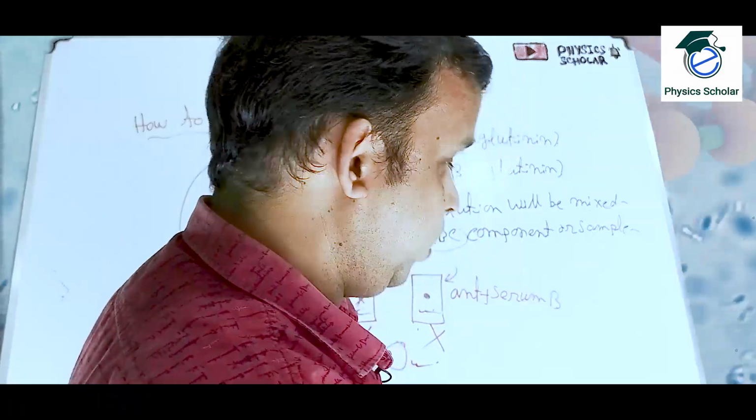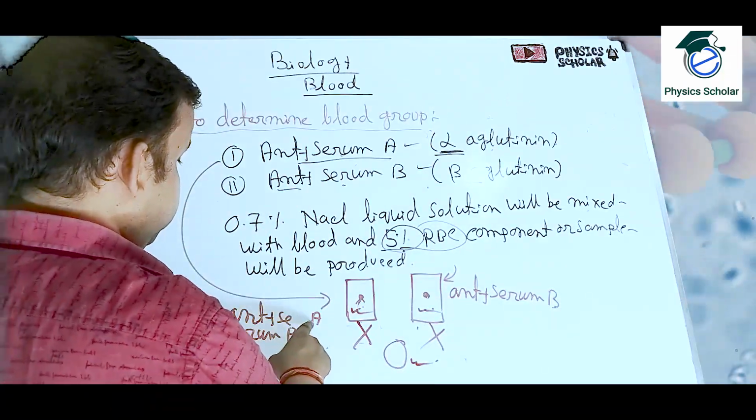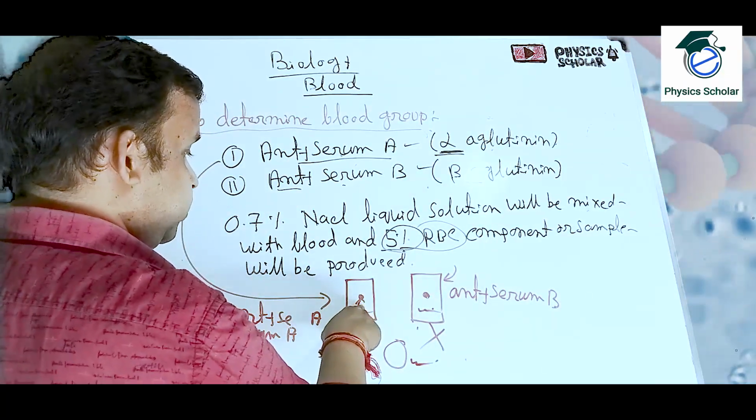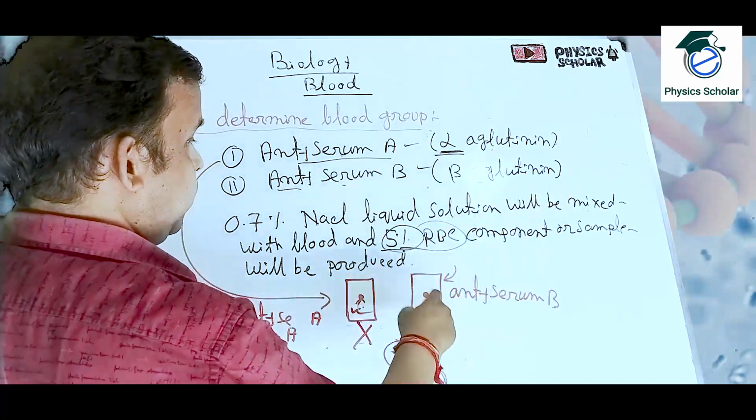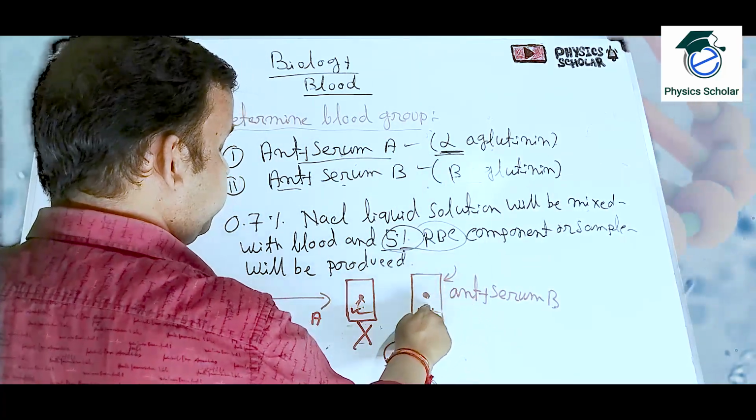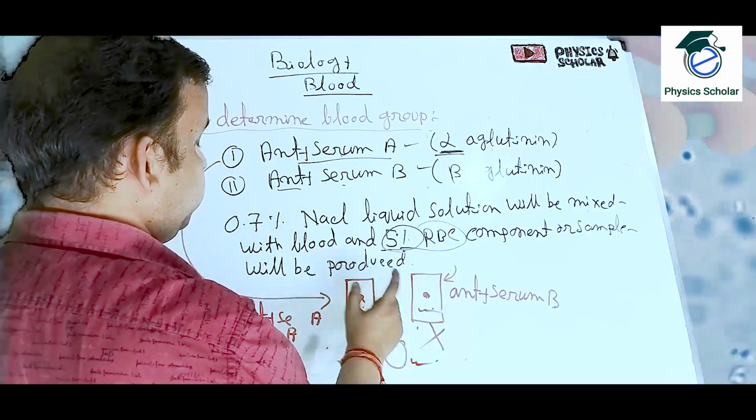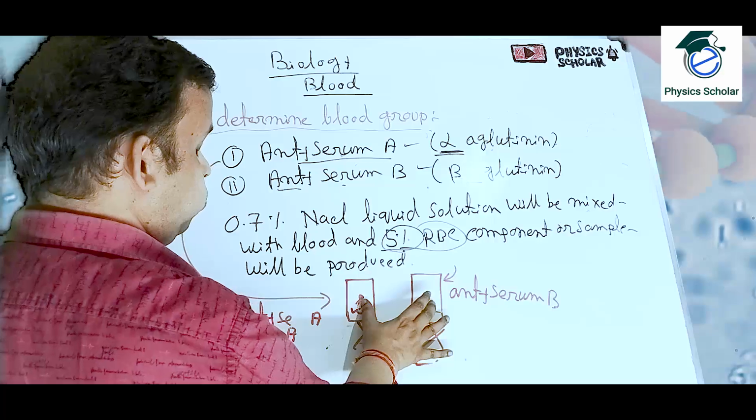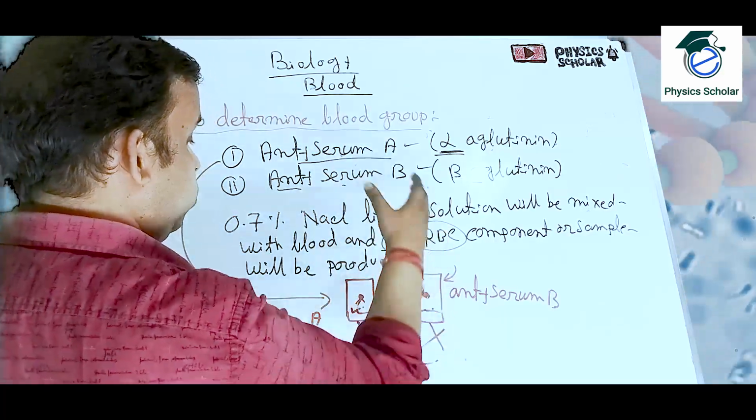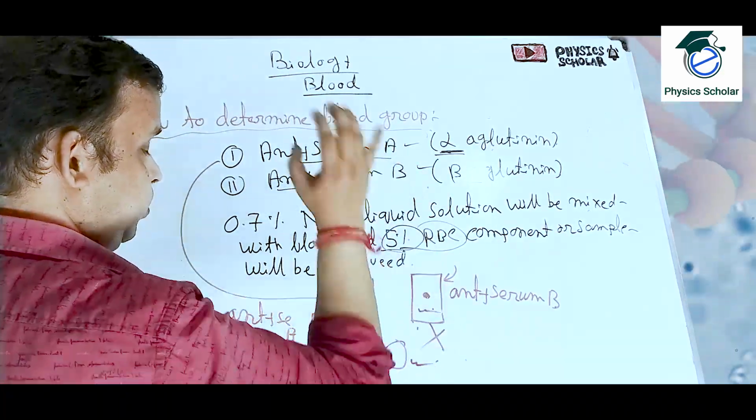So that means, students, if antiserum A will react and it will be coagulated, then the blood group is A. If only antiserum B will react and coagulate, but antiserum A is not reacting, then that is B. If both will react and coagulate, that will be AB. If both will not react and will not be coagulated, then that is O.